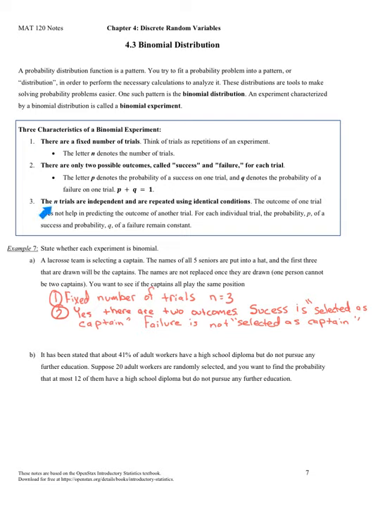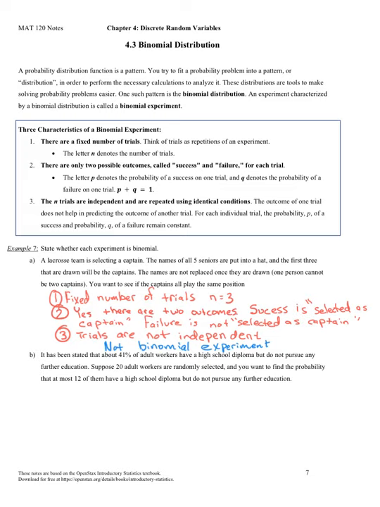So lastly, we have to ask ourselves, are each of these trials independent, and are they repeated using identical conditions? Well, if the names are not replaced into the hat, that means our sample size is different for every trial. So our trials are not independent. So this means we do not have a binomial experiment.